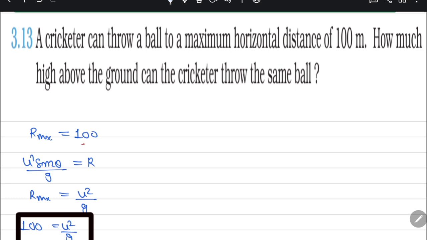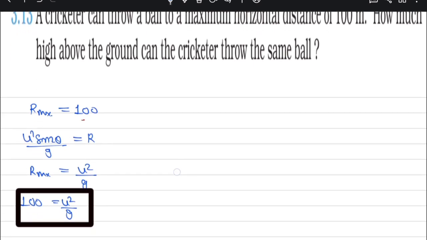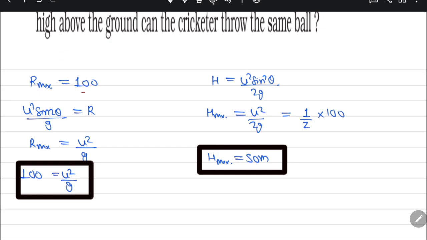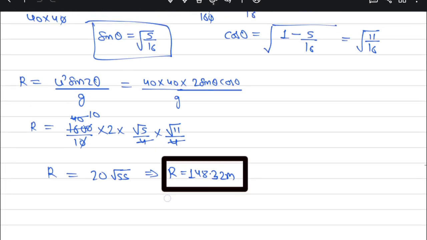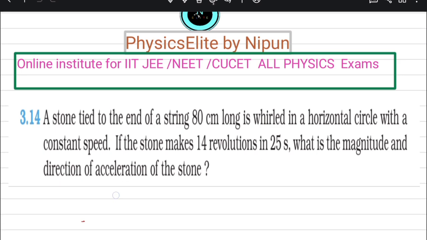Now, how high above the ground can the cricketer throw the ball? Means they are asking h. First you write h max is u square sine square theta upon 2g. H max means u square by 2g, and you know u square by g is 100. H max you can find, that is 50 meter. Understand now? So in this they have given range maximum and they are asking maximum height, and in the previous question they have given maximum height and they are asking range. Right? I proceed to our next question.